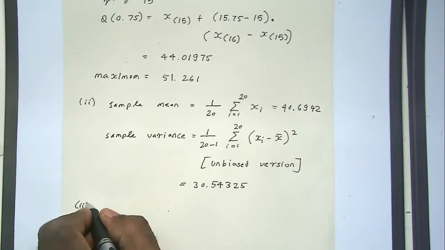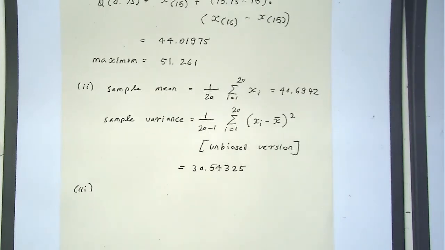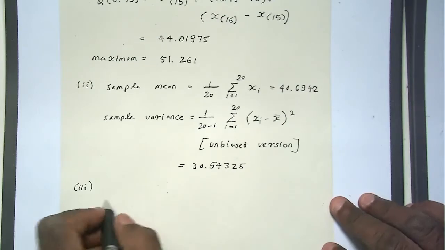Part 3 is to do a frequency table, which I'm sure all of you know how to do. You probably did this in your A level or something. So what you do is you just break up the interval.